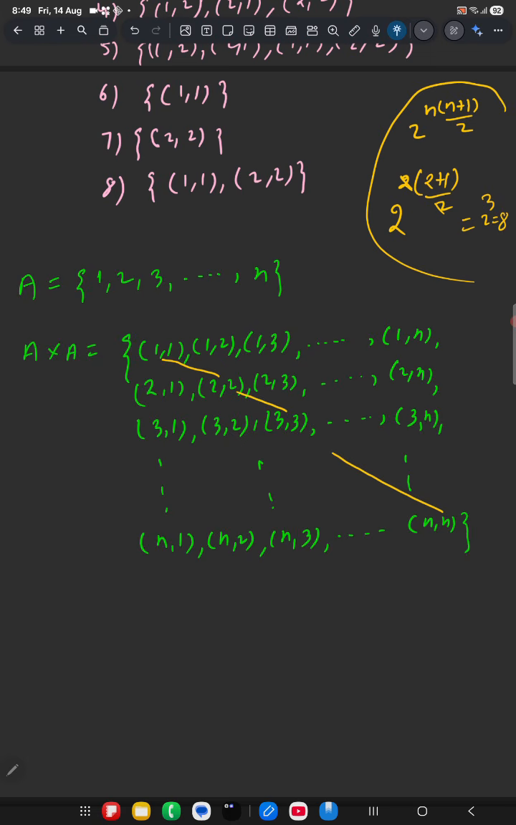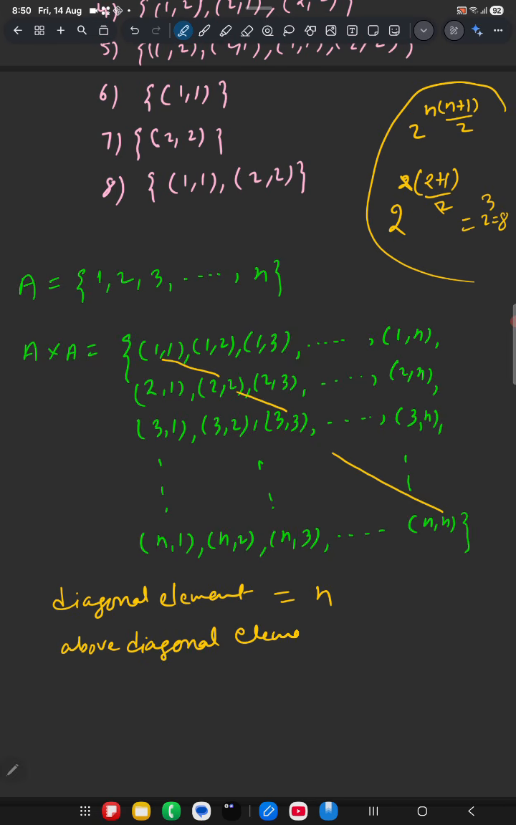Now how many diagonal elements are there? Diagonal elements in the case of this A cross A are n in number: 1 1, 2 2, 3 3 up to n n. So n numbers. Above the diagonal elements, how many will be there? You just first of all find out the remaining elements. For that, you just find out the remaining elements.